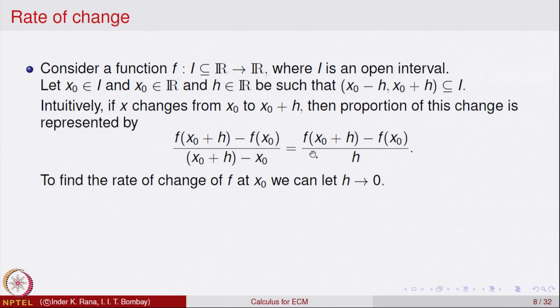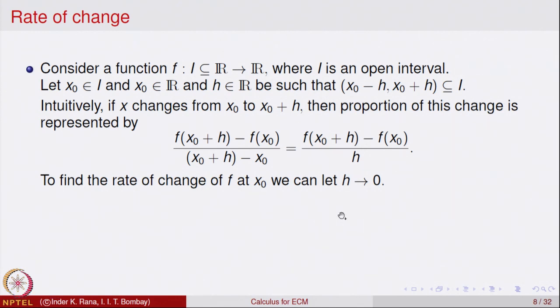So, x naught cancels. So, this is what is left, x naught is fixed. So, this is a function of h, and this is the proportionate change for h. We want to know what happens to this proportionate change at the point x naught. So, that means we should make this h smaller and smaller. This whole ratio is a function of h, x naught is fixed, and one can try to look at what happens to this as h goes to 0.